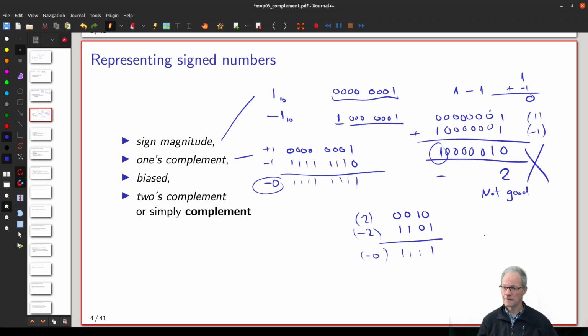Let's try to add different values, okay? Let's try to add one and minus two. So one is 0, 0, 0, 1, and minus two is 1, 1, 0, 1 from what we figured out here. Let's add them up. 1 plus 1 is 0 and there is a carry. So here we're going to have 1, and here we have 1, 1. Okay. So now this number, according to ones complement, is what?